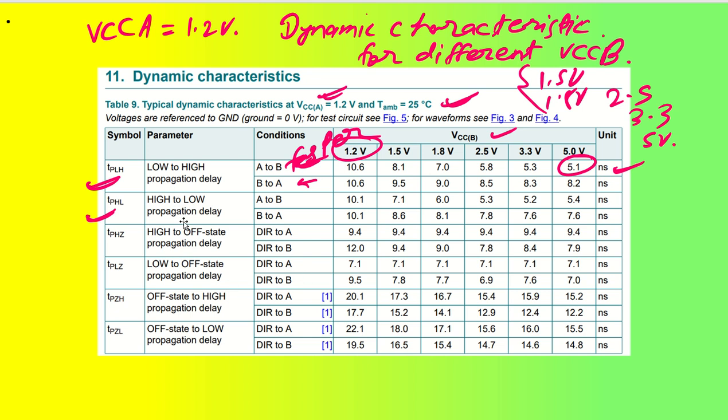Similar to that, we have propagation delay for low to high, then high to low, and other functionalities are there. So let's try to understand this with a diagram.